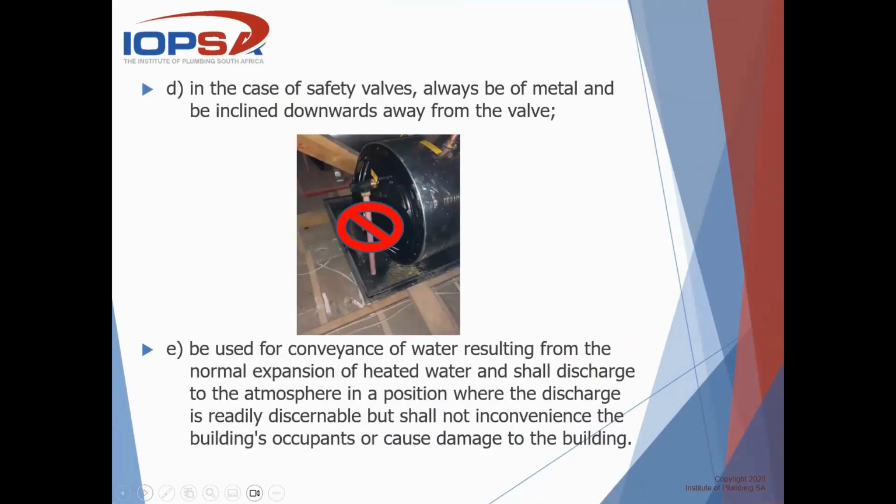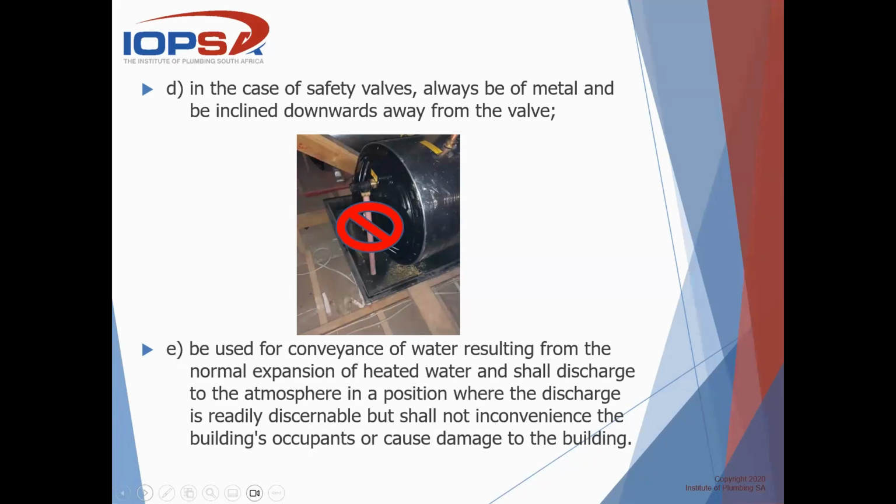All right. Point D speaks about, in the case of safety valves, always being of metal and inclined downwards from the valve. So if you look at the picture there, that's a big no. They've used a plastic pipe, and that's just discharging into the drip tray. From the previous slide, you can see it's got to discharge to the outside, and plastic is not an acceptable method. You cannot use it. That's the bottom line. It's always going to be of metal and inclining downwards from the valve.